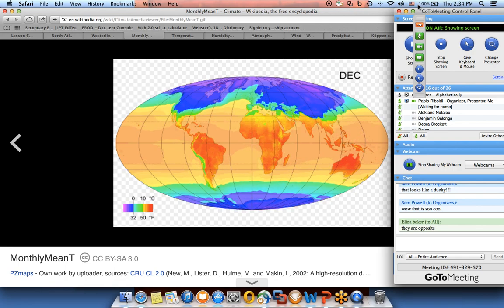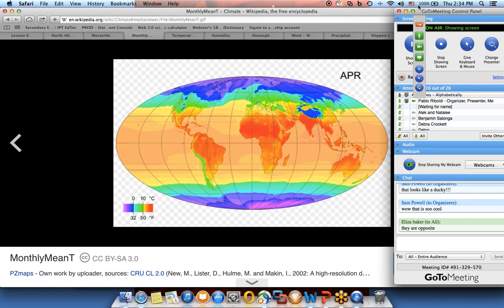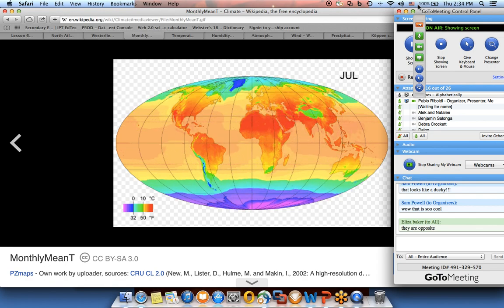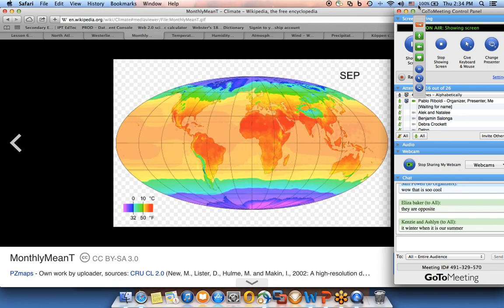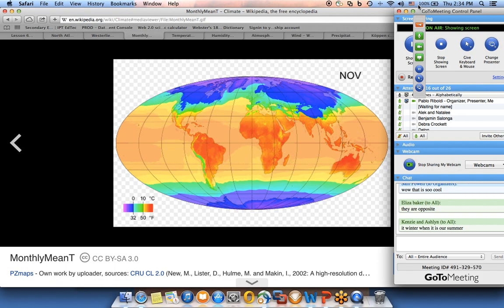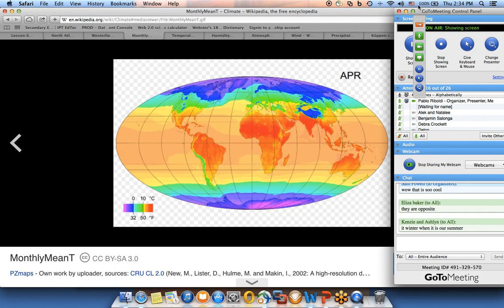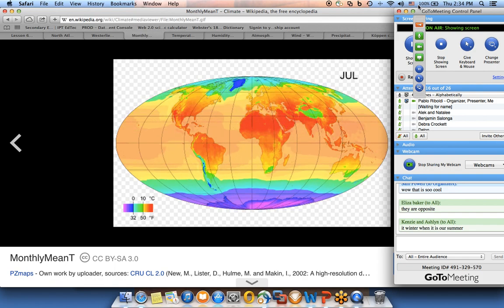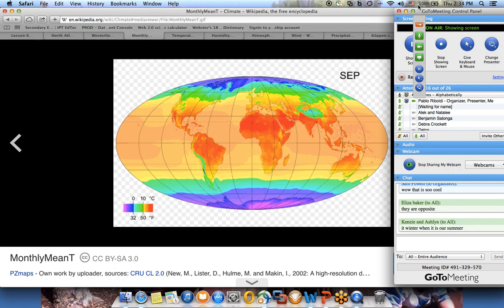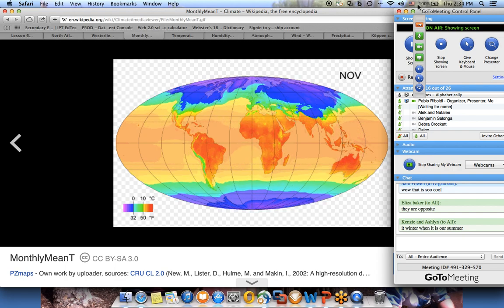Right? What else do you notice between the northern hemisphere and the southern hemisphere? Yeah. So it is opposite. What else?